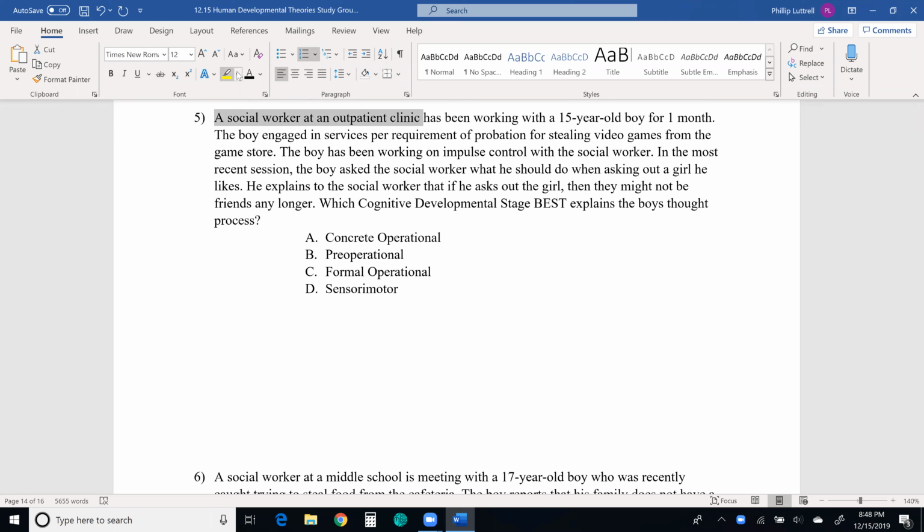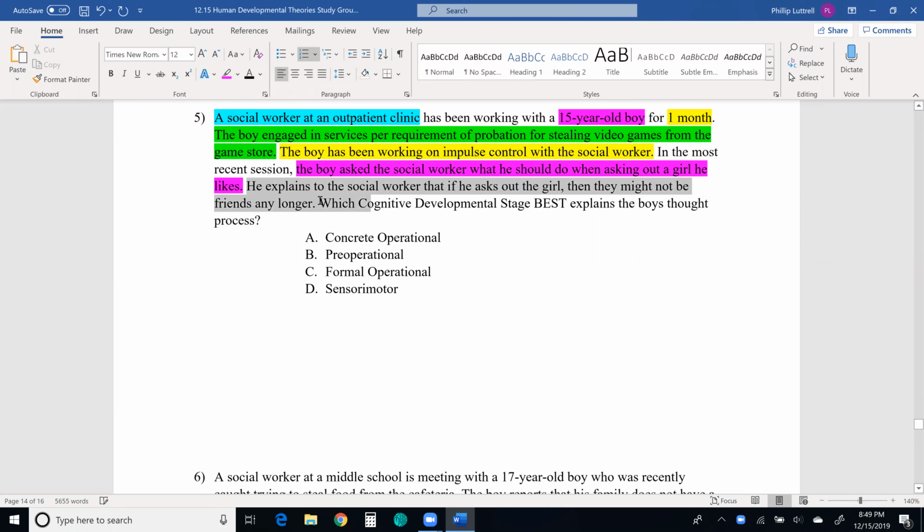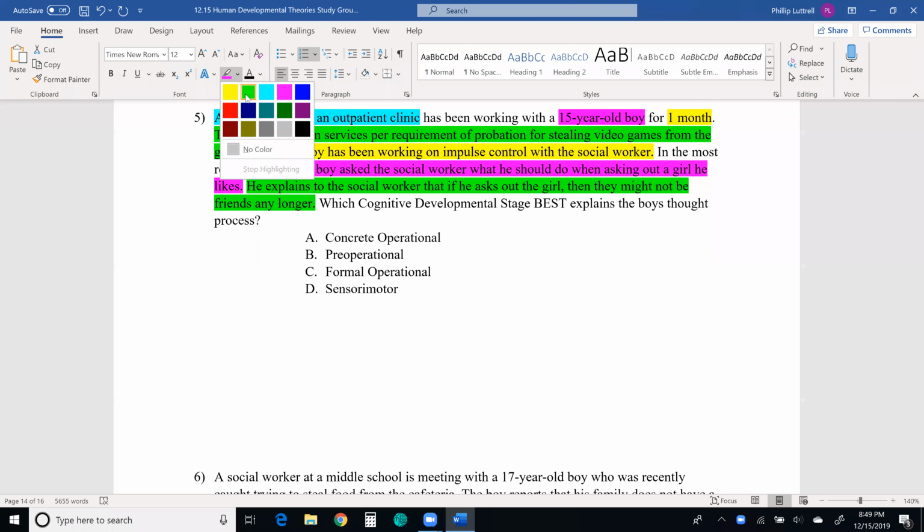Social worker, outpatient clinic, 15-year-old boy, 1 month. Any length of time, jump on it, it paints the picture. The boy engaged in services per requirement for probation for stealing video games from the game store. The boy's been working on impulse control with the social worker. So that's the objective. The boy asks the social worker what he should do when asking out a girl he likes. He explains that if he asks her out, then he may no longer be friends with them. Which cognitive developmental stage is it?